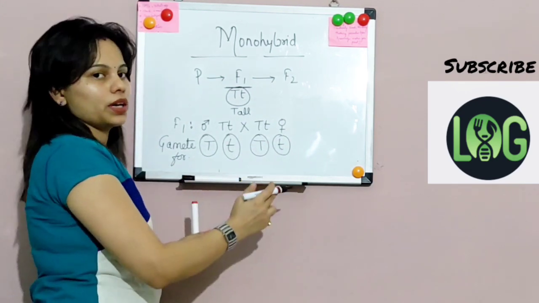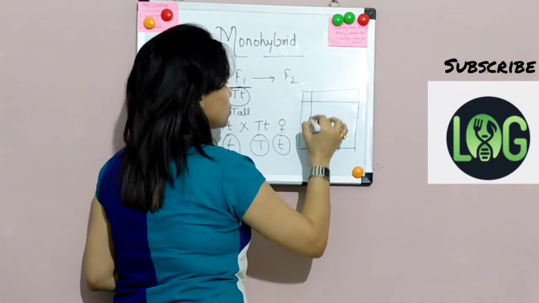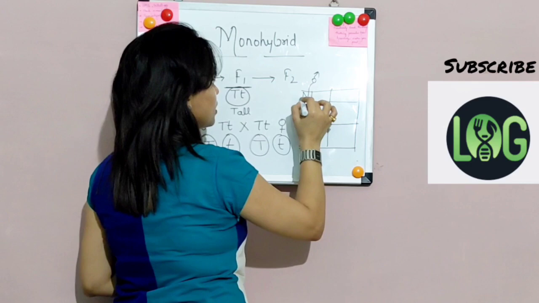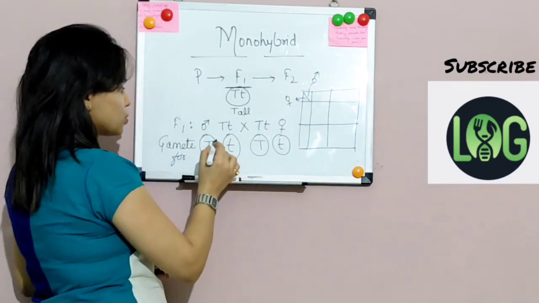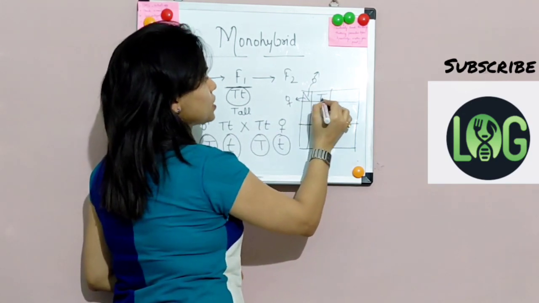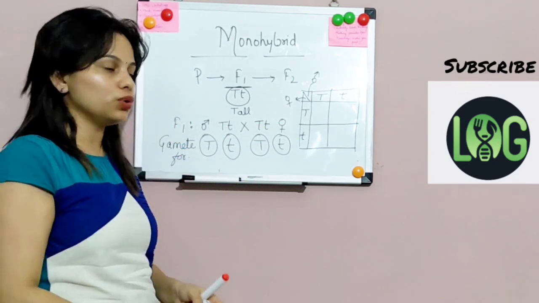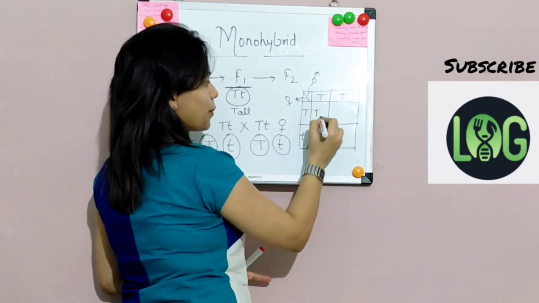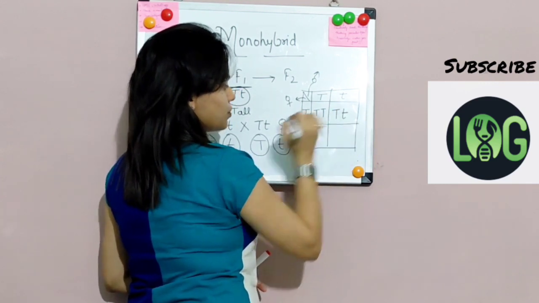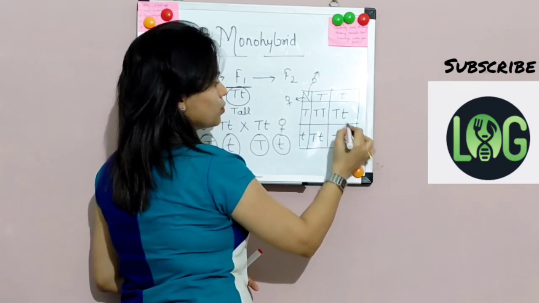Now we will form a Punnett square of this. If you can recall, we have to have 3 rows and 3 columns, and it is going to have the male gamete here and the female gamete here. Considering this one as male and this one as female, the gametes are going to be the same: capital T, small t and capital T, small t. Now when you fuse these gametes, you will find capital T from here and capital T from this side, capital T from this side and small t from this side, capital T from this side, small t from this side, and small t from both sides.